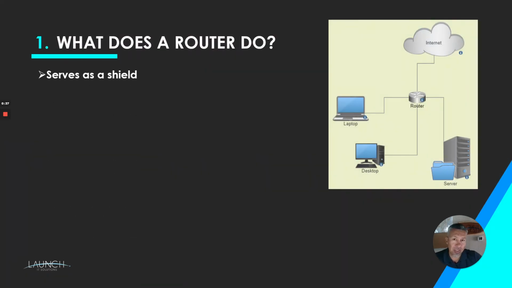Alright, so what does a router do? Well, first and foremost, it acts as a divider between the outside world and the inside world. If you see this little picture in the upper right hand corner here, it'll show the internet, there's a router, and then you have your internal devices. By default, that router acts as a shield or a firewall, right? To prevent anything from coming in.